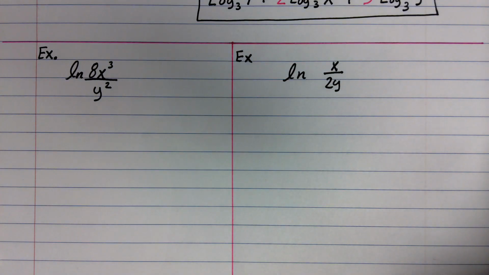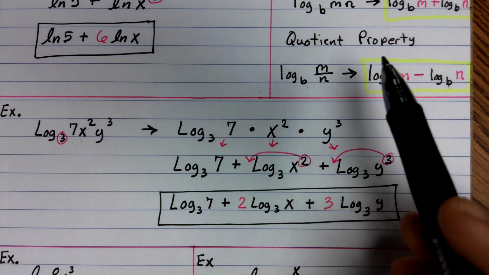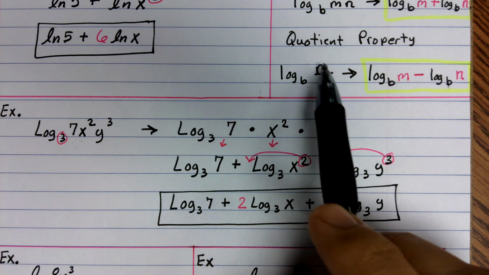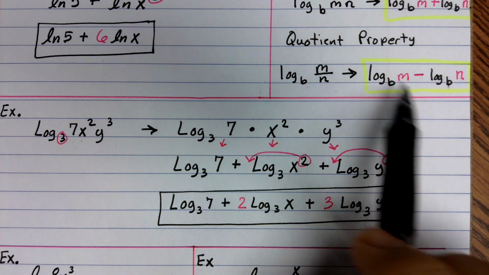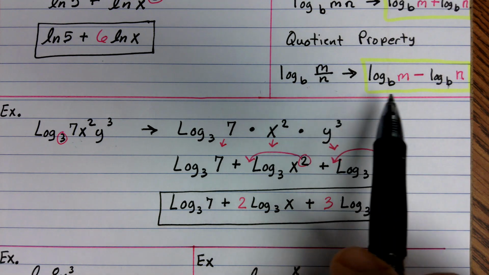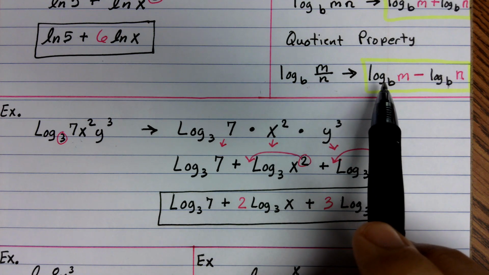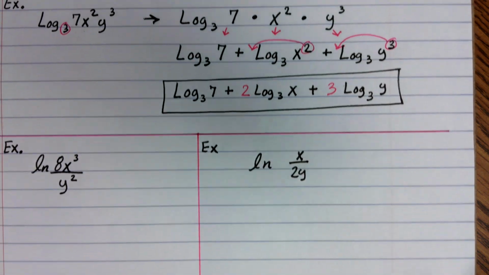Now in these last examples, we're going to use the only rule that we have left, which is the quotient rule. So notice if I go back up, the quotient property says that anytime we have a log with the same base and we have division occurring between two variables, what we can do is simply subtract them. And it's just like the quotient rule on exponents. So we're going to use this rule on one of the examples, and then on the next one we're going to use the quotient and the product rule. So let's take a look.